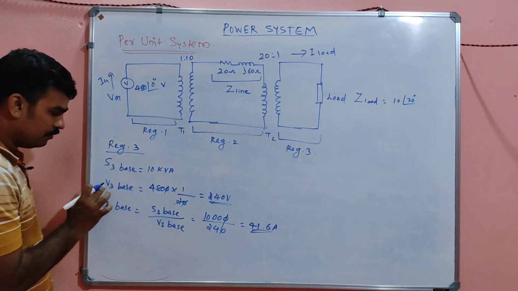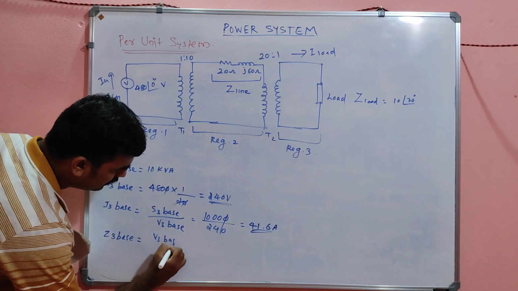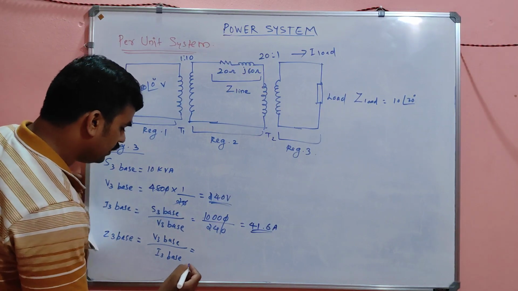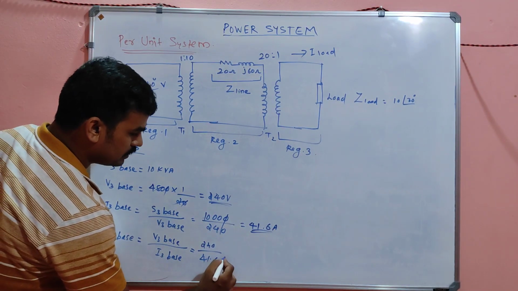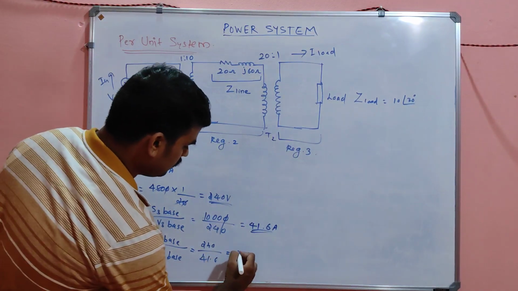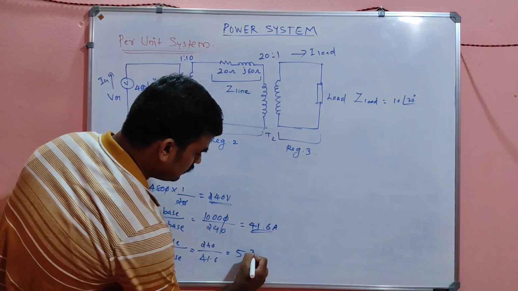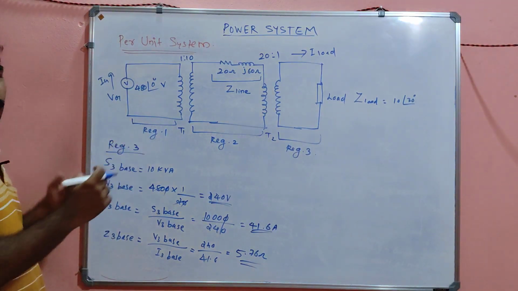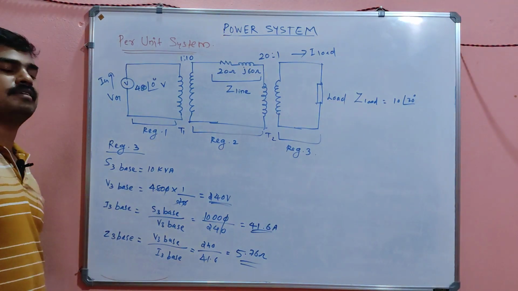So you got S, you have V, you have I, and next you have Z3 base. How can we calculate Z3 base? Simply V3 base by I3 base, my dear. V3 base is 240, I3 base is 41.6. So the answer will be 5.76 ohm. So our question number 1, that is the session part A, will be fully answered. You calculate the base value for every region, region 1, region 2 and region 3.